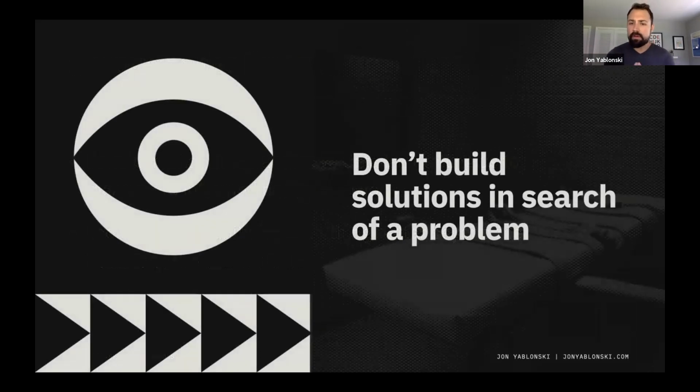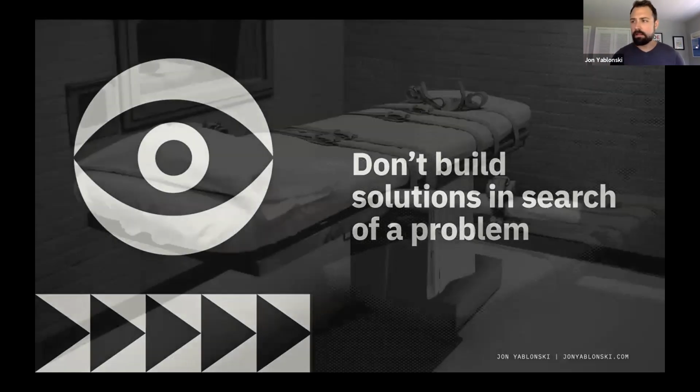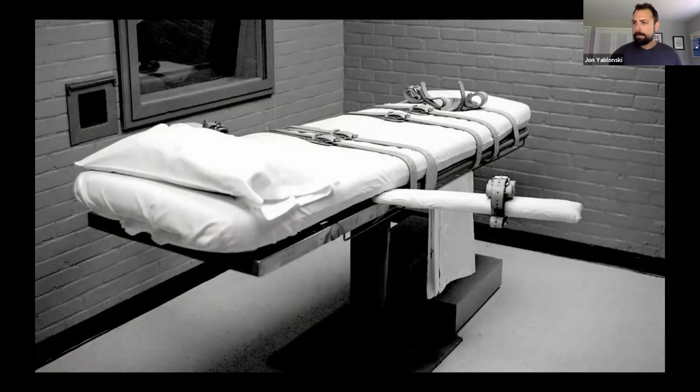All right, so the next one I want to talk about is why we shouldn't build solutions in search of a problem. So in 1979 at Stanford University, there was a study done concerning capital punishment. In this study, each participant read a comparison of US states with and without the death penalty, and then a comparison of the murder rates in a state after the introduction of the death penalty.